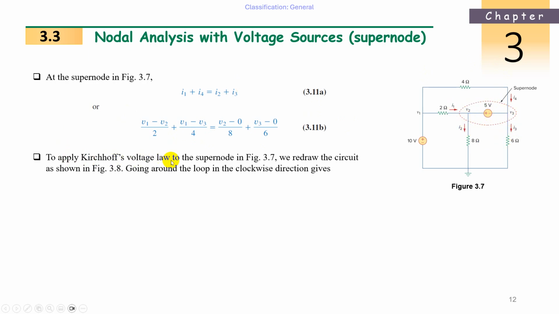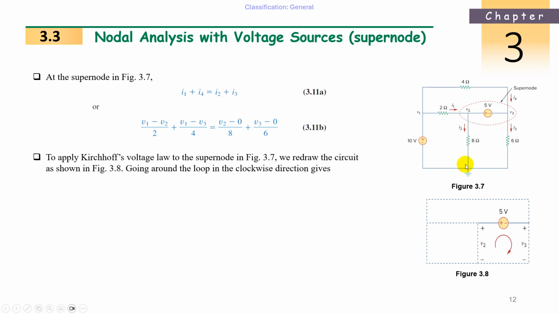To apply Kirchhoff's voltage law to the supernode, we redraw the circuit. We have to draw the new circuit with some modifications. Going around the loop. Okay, so this is your circuit. Just forget about the remaining elements, and only keep the voltage source and remove the resistances and everything else. See here, resistance removed, resistance removed, resistance removed, resistance removed. Here the voltage source is also removed. We only need this loop. Remove the resistances and write a loop equation.